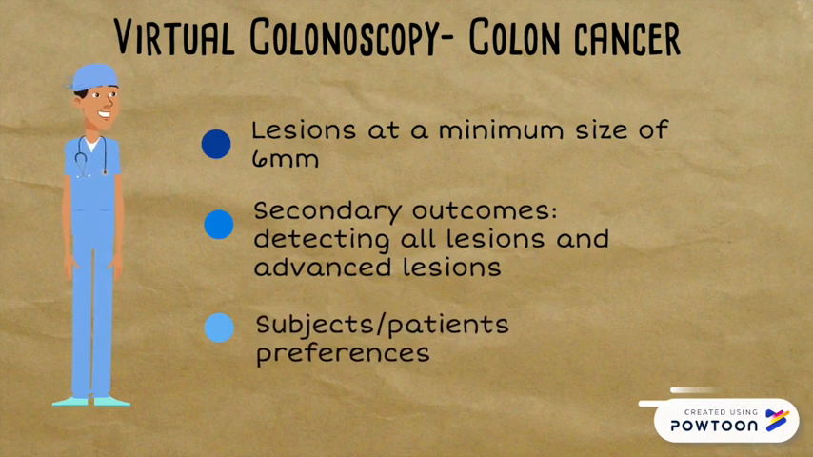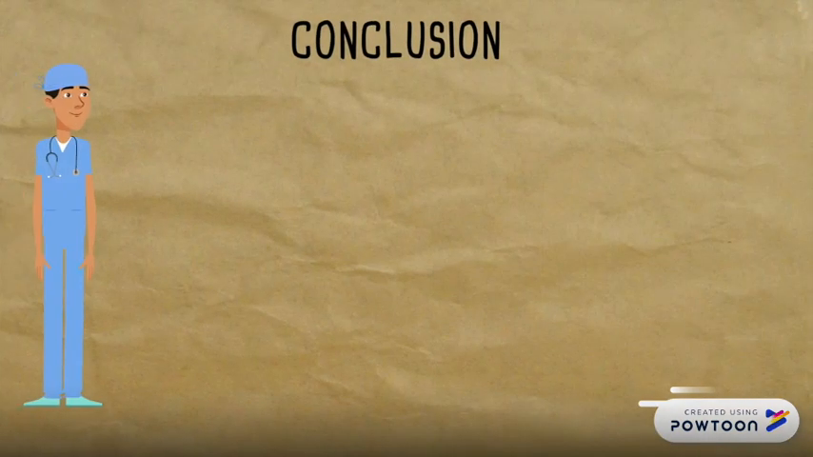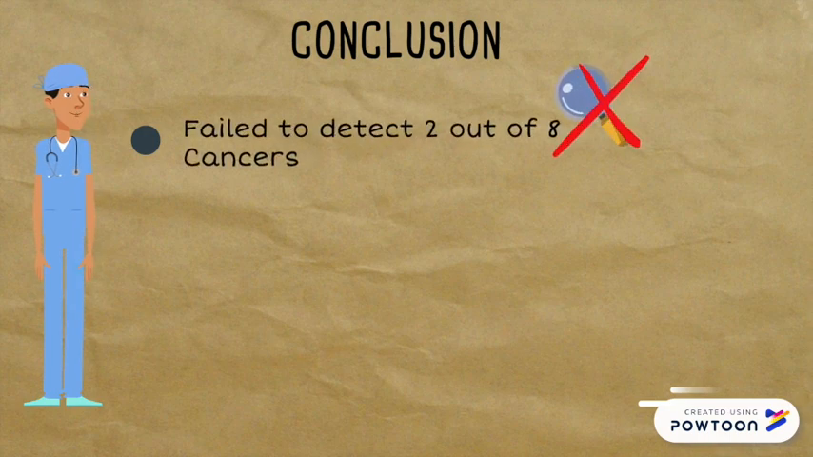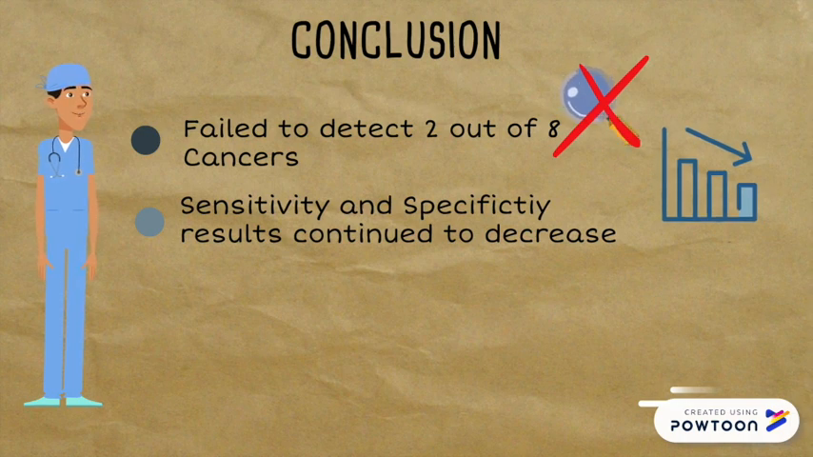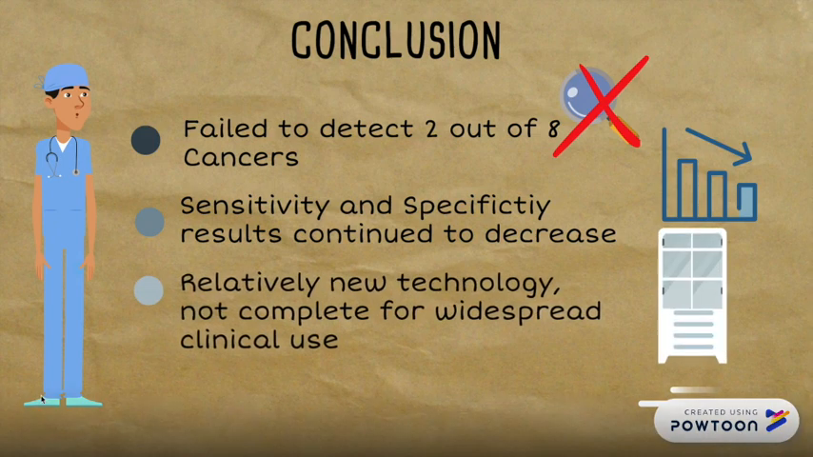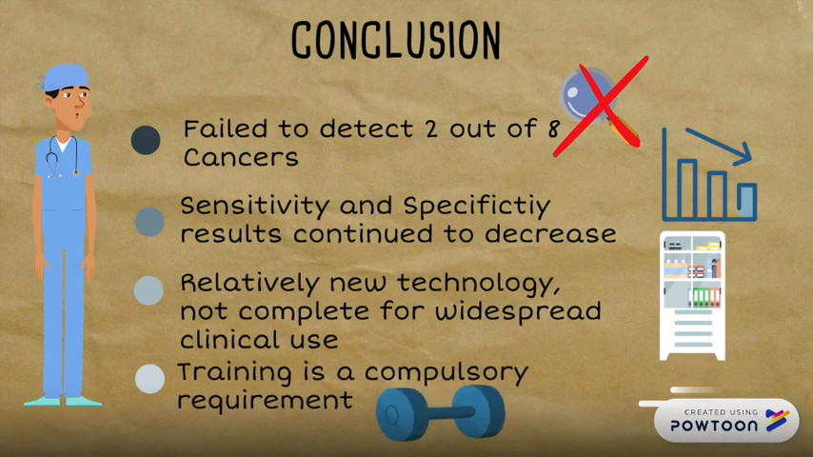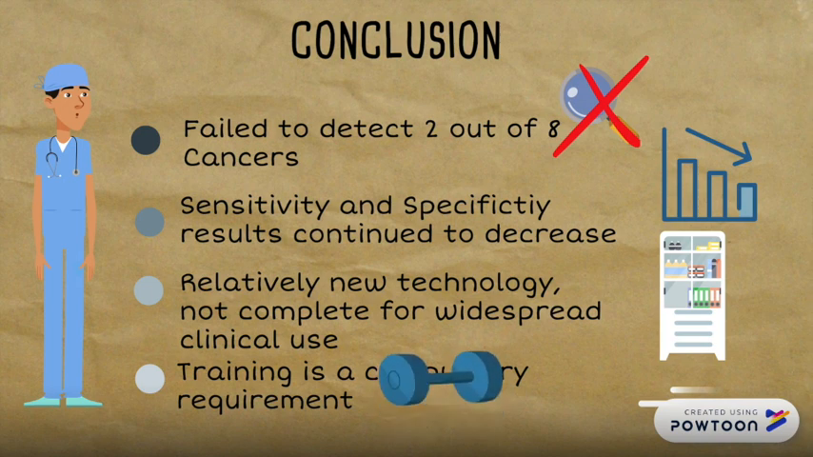subject or patient's preferences. In a study conducted by Cotton and others in 2004, results show that virtual colonoscopy failed to detect 2 out of 8 cancers, with sensitivity and specificity results continuing to decrease as the study progressed when compared to conventional colonoscopy. Despite patients disliking both procedures, conventional and virtual colonoscopy, Cotton suggested that virtual colonoscopy is still a relatively new technology and that methods are not complete for widespread clinical use, with techniques and training as a compulsory requirement for this technology. Therefore, it can be concluded that virtual colonoscopy can't supplant the real thing at this point of time.